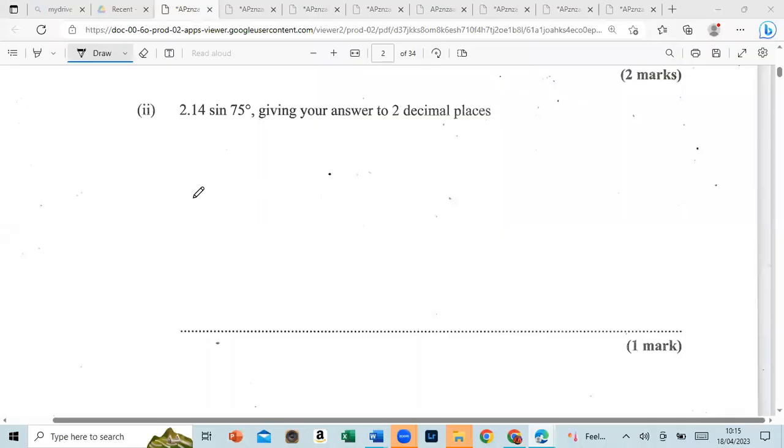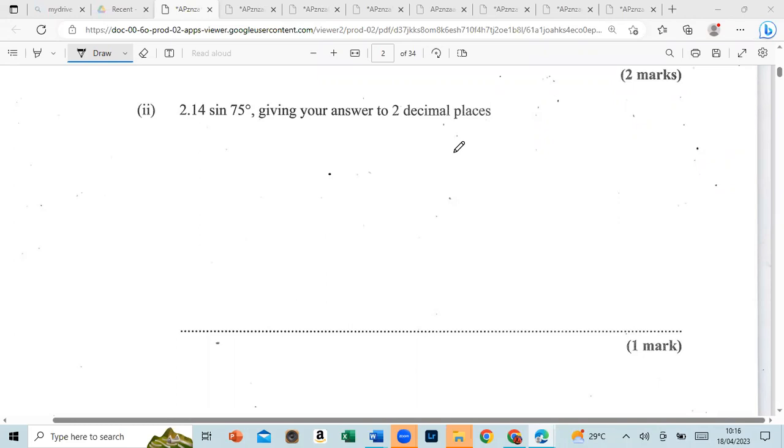All right, so now we have 2.14 times sin 75. Give your answer correct to 2 decimal places. Now with this, guys, you are allowed to use your calculator. So don't be a hero. Just punch it in your calculator and whatever it gives you, you round off that number to 2 decimal places.